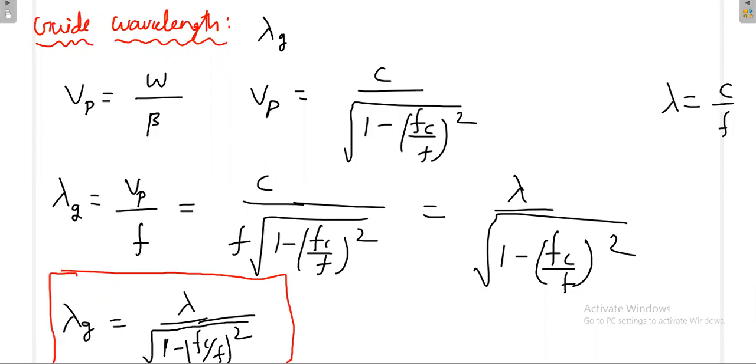I will give you some ideas on how to remember the formula. Sometimes you get this term in the numerator, sometimes in the denominator. That's okay. Now what happens if you operate at a frequency f greater than fc? From this it is very clear, if f is greater than fc, is lambda G greater than lambda or less than lambda? Anybody?